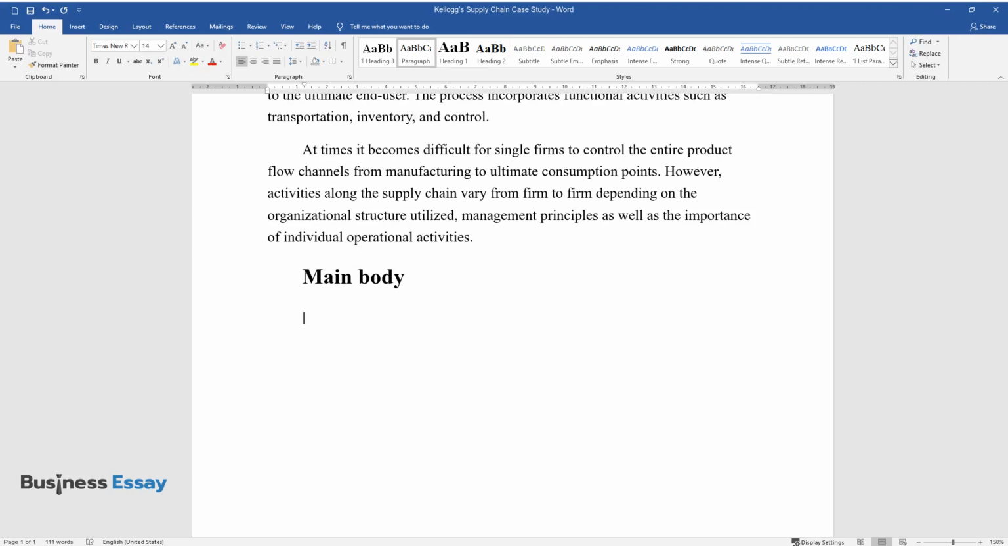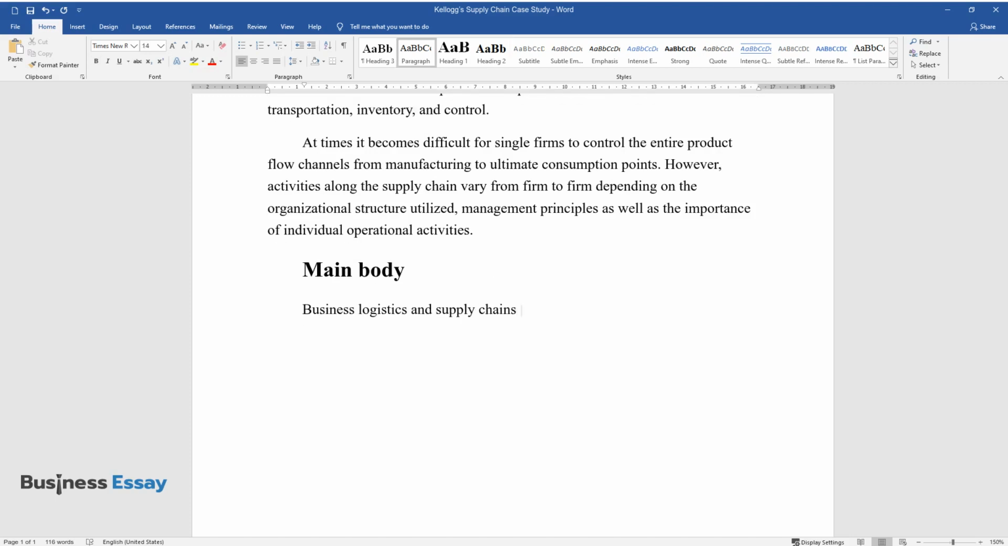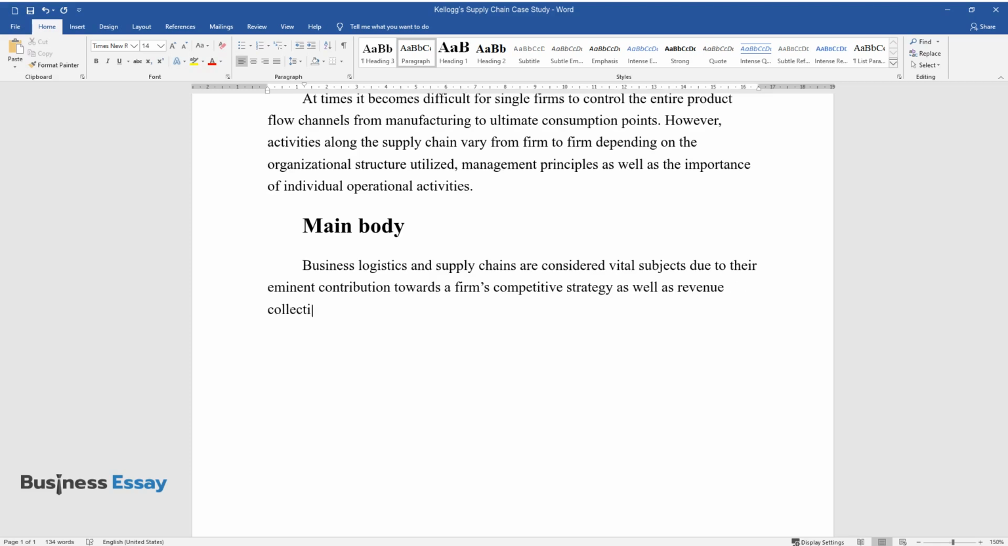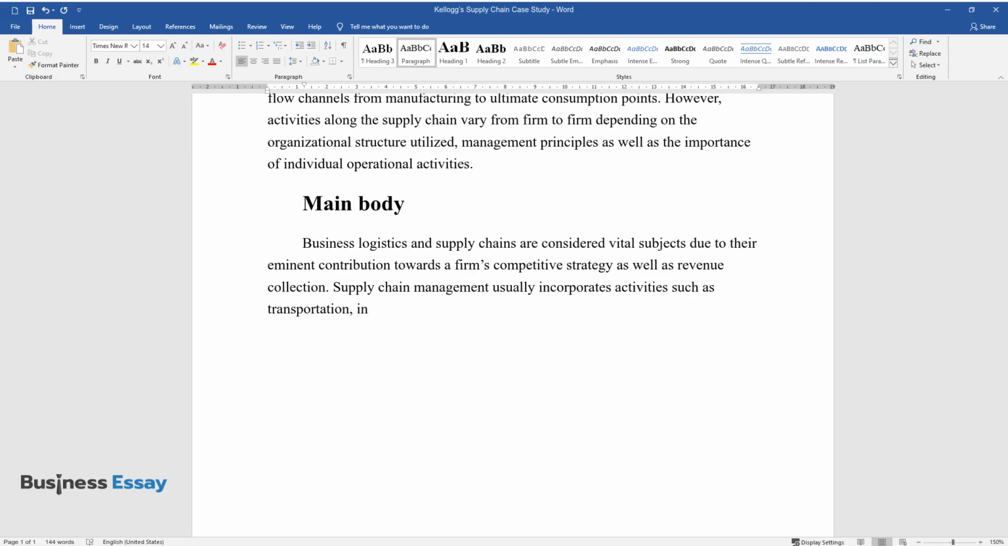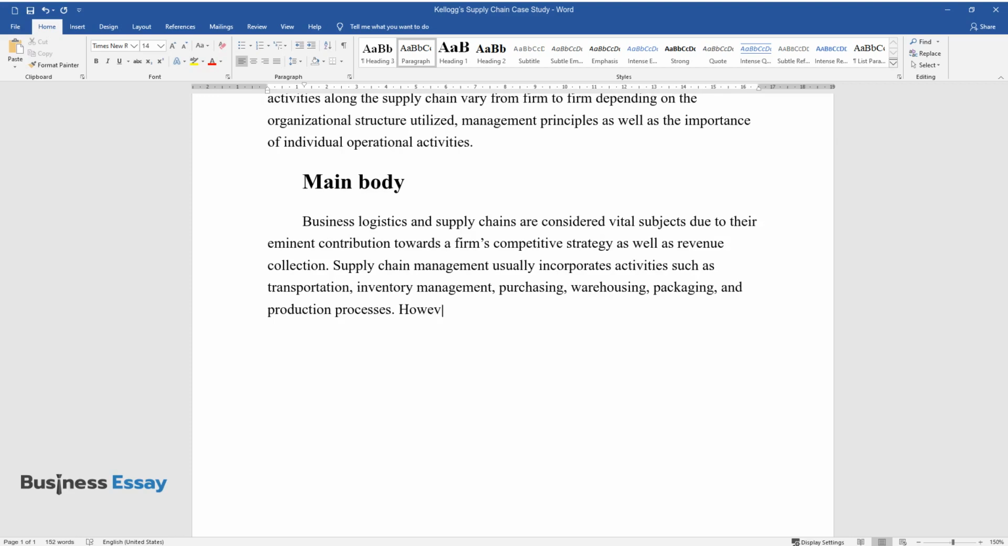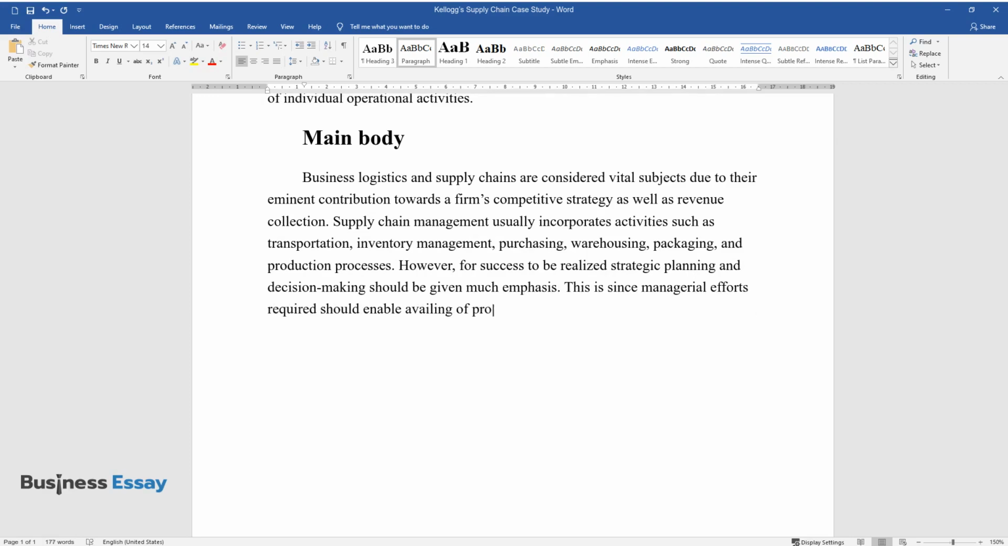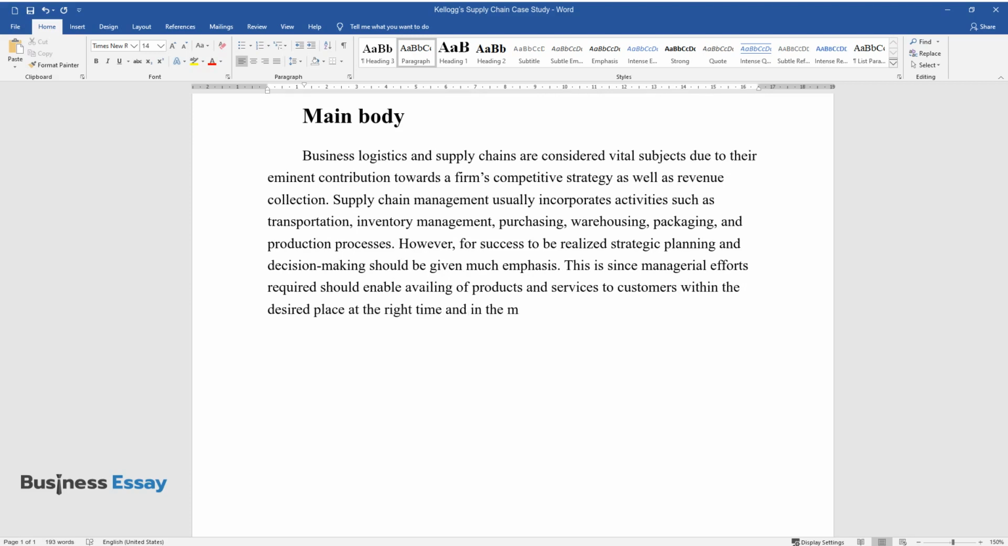Main body. Business logistics and supply chains are considered vital subjects due to their eminent contribution towards a firm's competitive strategy as well as revenue collection. Supply chain management usually incorporates activities such as transportation, inventory management, purchasing, warehousing, packaging, and production processes. However, for success to be realized, strategic planning and decision-making should be given much emphasis. This is since managerial efforts required should enable availing of products and services to customers within the desired place at the right time and in the most cost-effective way.